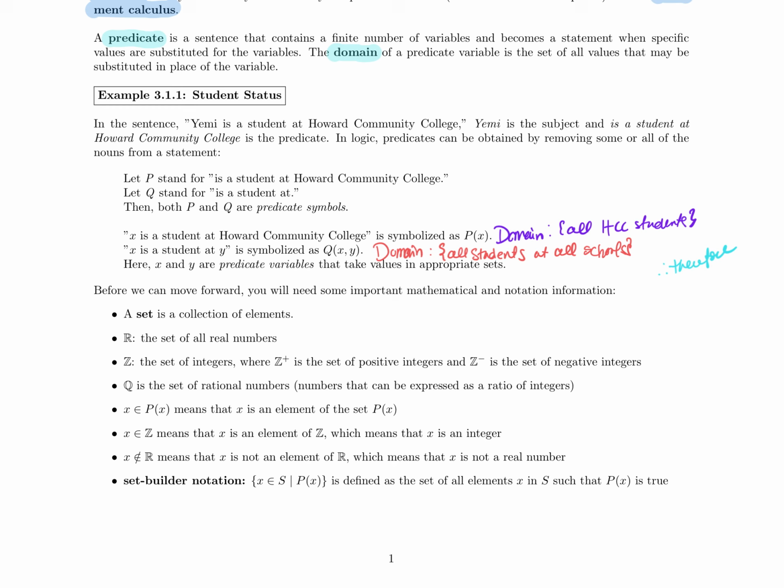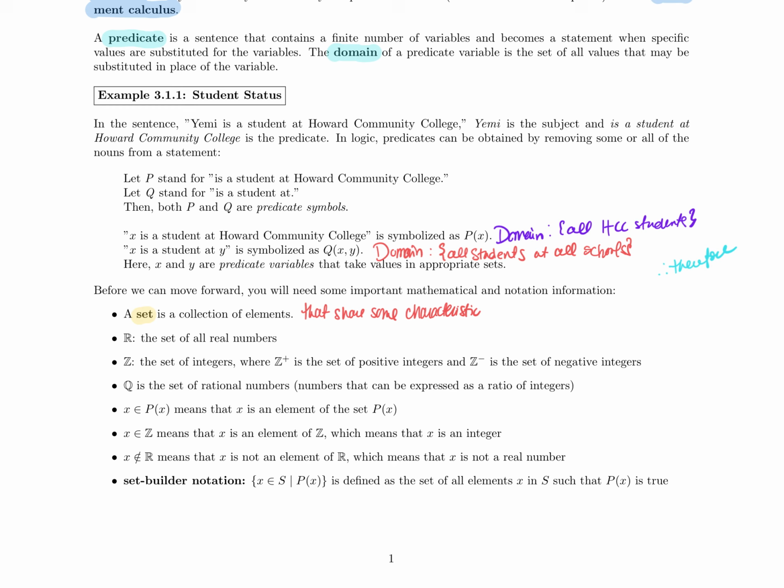And here's one of them, a set. What is a set? Well, a set is a collection of elements. And typically, they usually share some characteristic. And then mathematically, we have some very important sets. Sets that we talk about all the time.